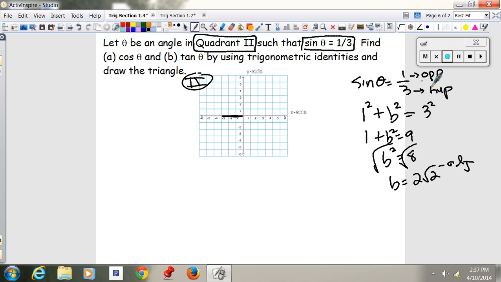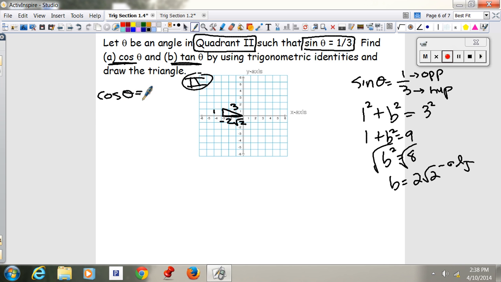My opposite side tells me to go up 1. So I'm just going to go up 1. And then I'm going to draw in my triangle there. So it's a small triangle. And you've got a 1, you've got a 3, and you've got a negative 2 radical 2. Why is that negative? Direction. It's going to the left. So it's got to be negative 2 radical 2. With those three amounts, we can now find the cosine and the tangent.